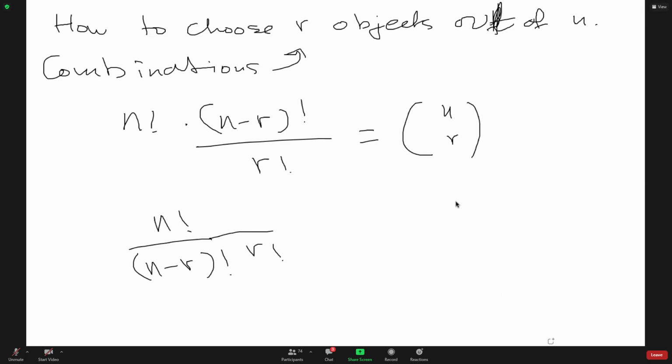So one way to see this is that we take all permutations, which are n factorial, right? But then we don't care about how things are permuted within the group that we chose. These are r factorial. Between these r objects that we chose, we don't care, right? And we also don't care about how they are permuted in the rest.